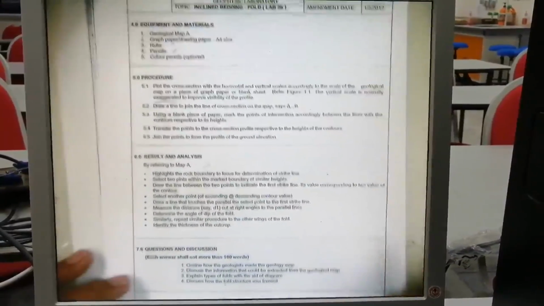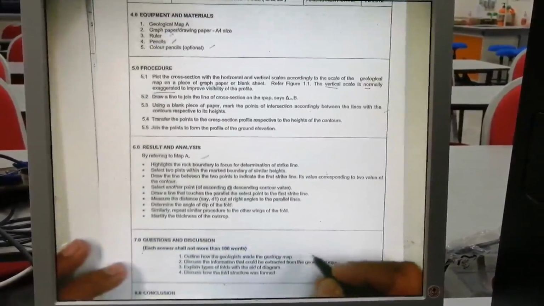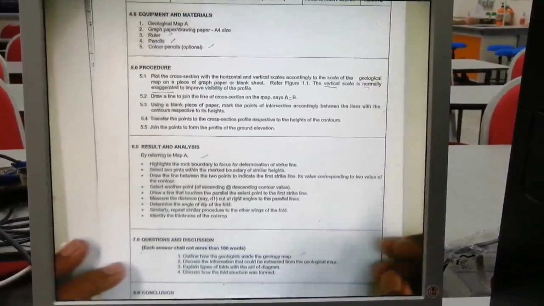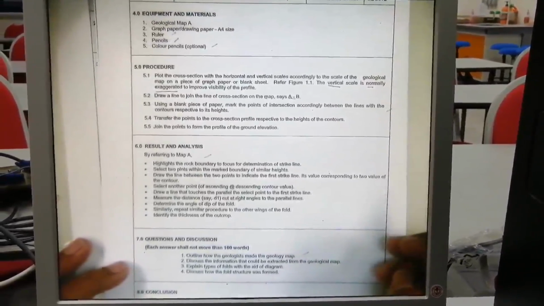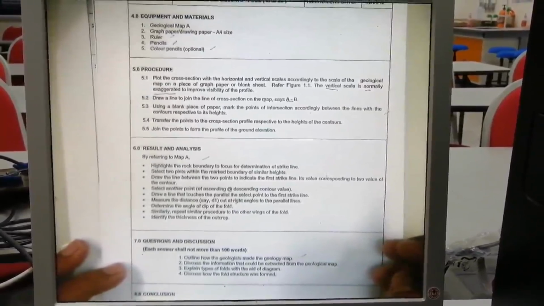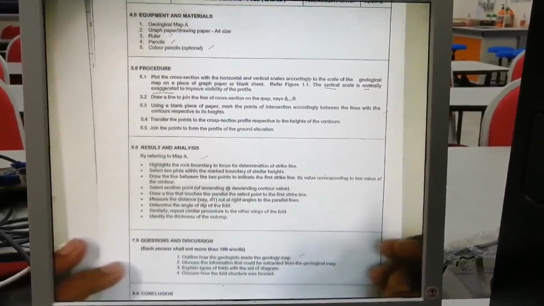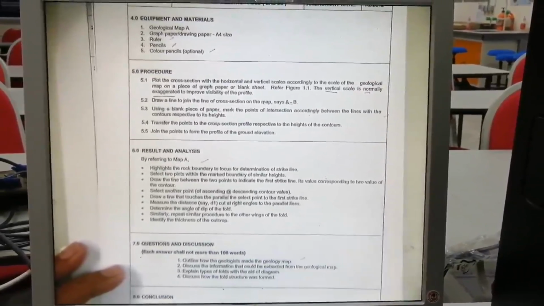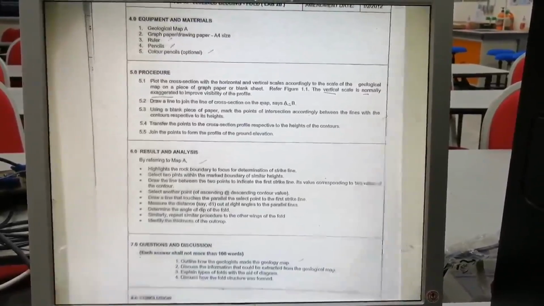In the result analysis, you have to answer the questions here. Outline how geologists made the geological map, discuss the information that could be extracted from the geological map, explain the type of fold, and discuss how the fold structure was formed. Okay, we'll discuss.